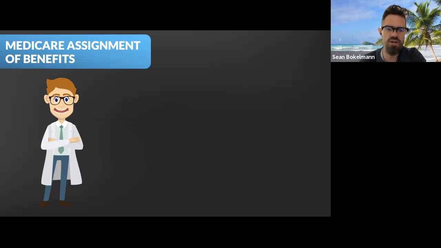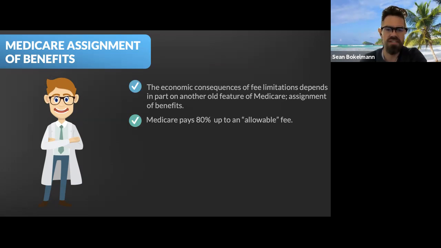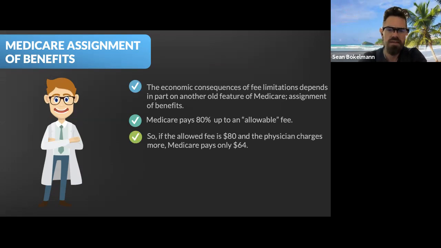So this brought about something called assignment of benefits. And this is kind of an older feature of Medicare. And so basically, the way Medicare works is it pays up to 80% of the costs up to an allowable fee. And so if the allowed fee is, for example, $80 and the physician charges more, then Medicare only pays 80% of that $80, which is $64.